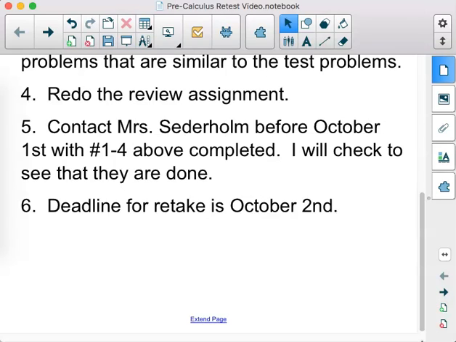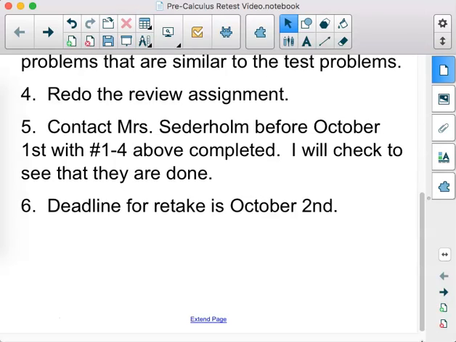When you've done all those things, you're going to contact me before October 1st with number 1 through 4 above completed. I'm going to check and make sure that they're done. I'm going to ask to see all of those things. And then the retake deadline is October 2nd. We will have already taken another test by then, and we can't wait any longer than that.